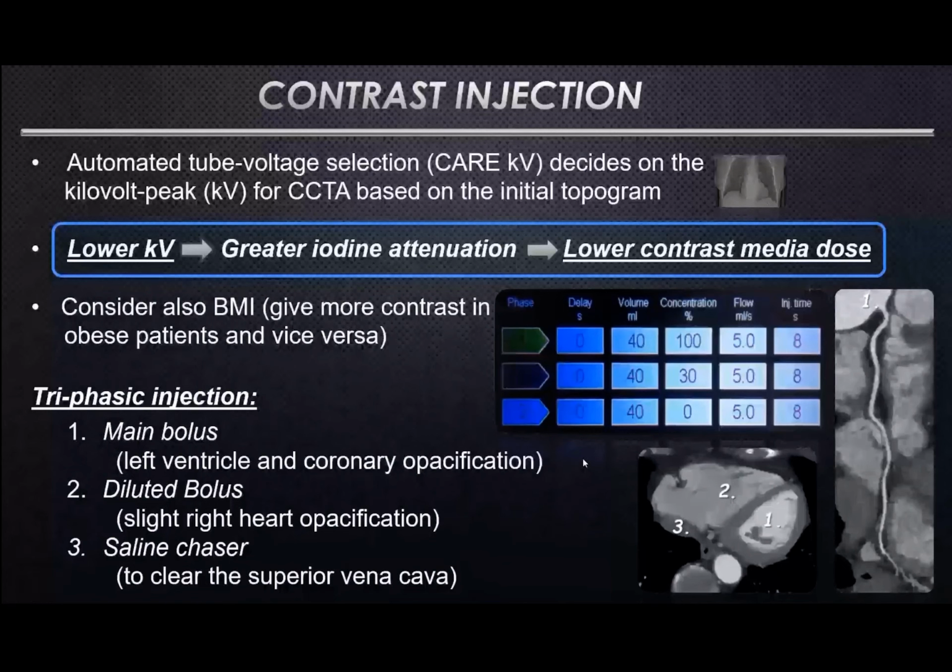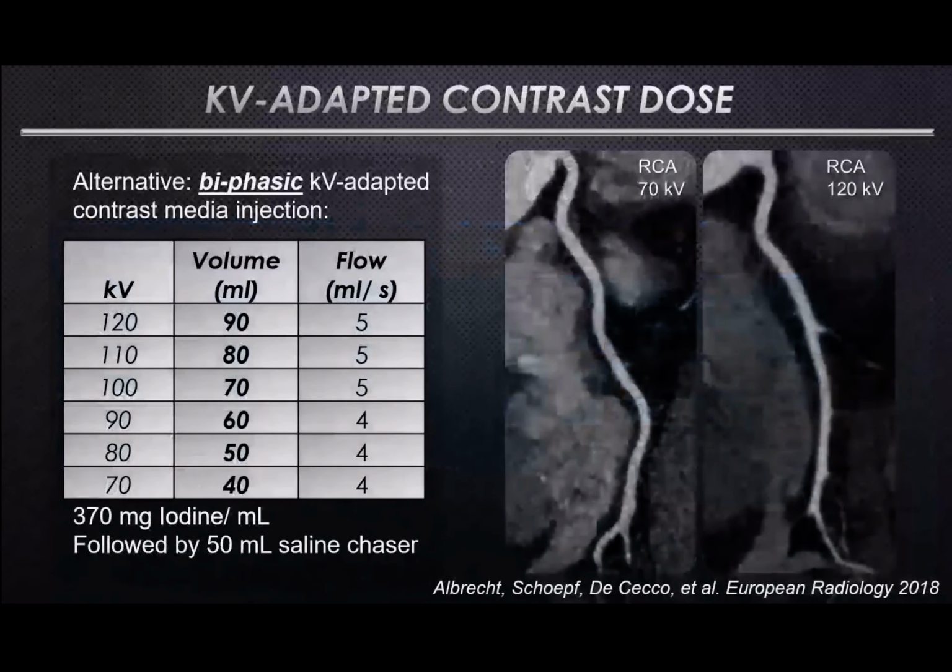If we have higher kV levels, we would add some contrast media to the first bolus. What is still lacking is a clear standardization of this kV adaptation. This is under current investigation. But for an alternative, meaning a biphasic kV-adapted contrast media injection, there is already wide evidence about standardization.